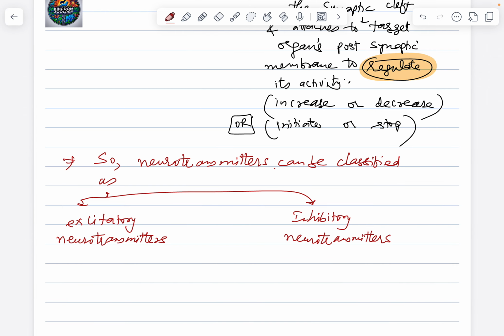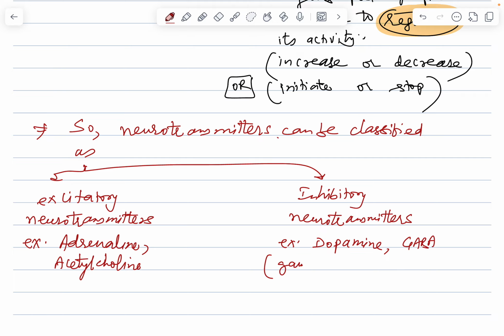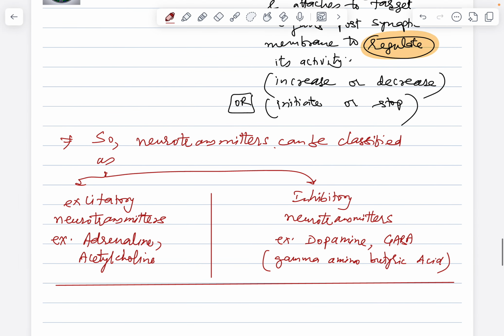The examples of common excitatory neurotransmitters that we have in our body: adrenaline, acetylcholine. Examples of inhibitory neurotransmitters: a common one in the brain, that is dopamine, then GABA. GABA is gamma amino butyric acid. So we can see that neurotransmitters are not only excitatory, they can even be basically what? Inhibitory.